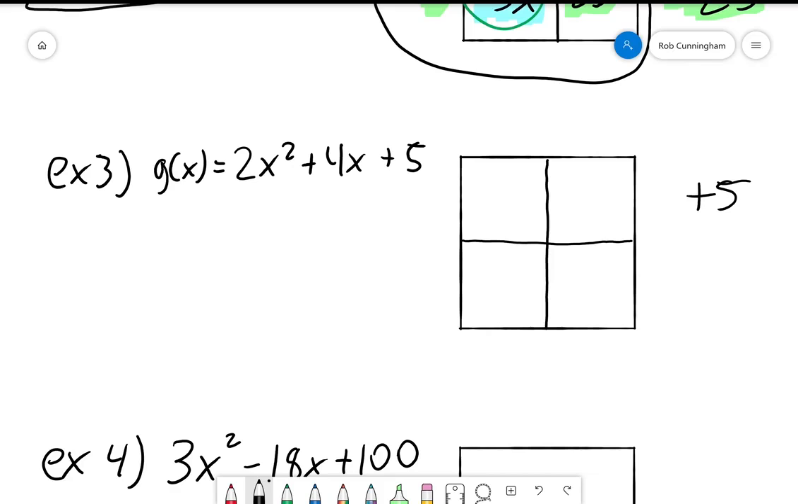Now, notice that we've got this 2 in front of the x squared. Well, we can't have that, right? Because if I had 2x squared in here, I'd either have 2x and x here, or maybe vice versa. But that doesn't help us because there's no way of making a square under those circumstances. So what we're going to do instead is we are going to make 2 squares.